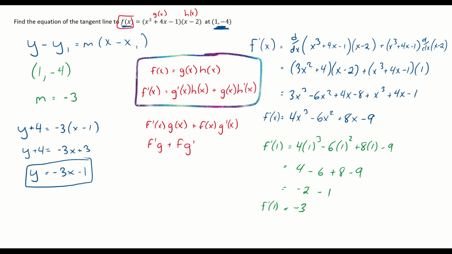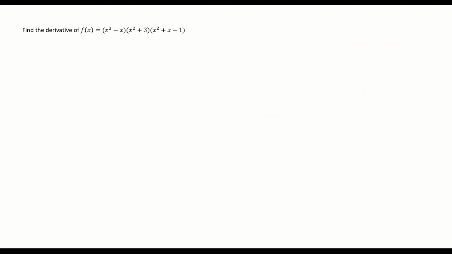Okay, let's try another example where we have to use the product rule. Here we are asked to find the derivative of this function, but notice how this time it's the product of 3 different functions. And what's kind of cool about the product rule is it extends to however many functions you have. It's just you take the derivative of each of them and multiply by the other 2 functions.